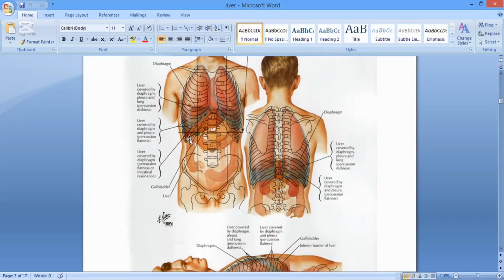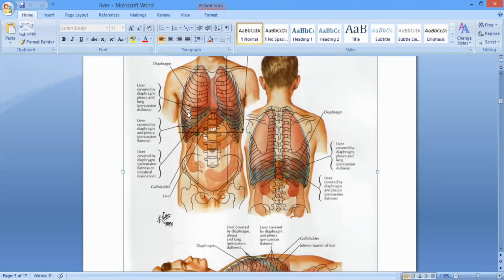It extends from the right hypochondrium through the epigastrium up to some part of the left hypochondrium, right? So it occupies three regions: the right hypochondrium, the epigastrium, and some part of the left hypochondrium. But you can see most of the liver lies here on the right, under the cover of the right costal margin, between the 7th and 11th ribs, under the right hemidiaphragm.